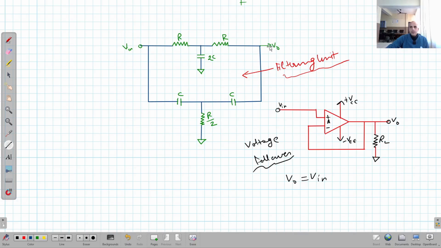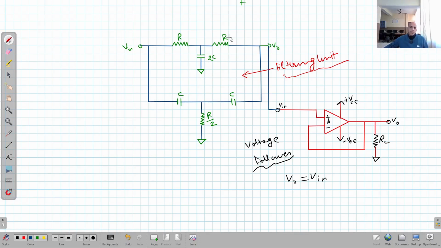Simply I will take this, take it here and give it to this. So now it becomes a notch filter or a narrow band reject filter. So this is the simple circuit diagram of this notch filter or narrow band reject filter.